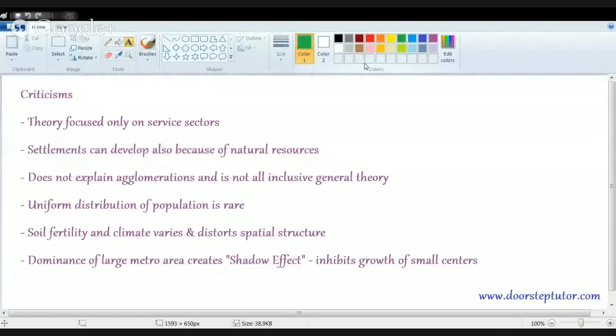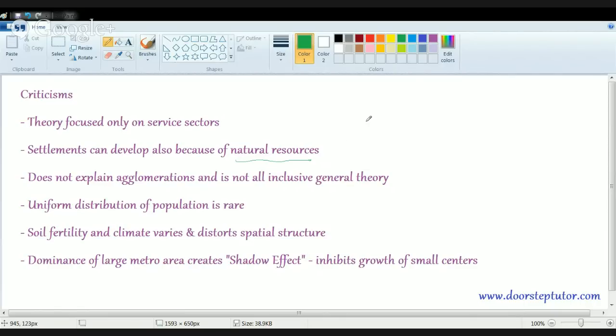Now, Christaller's theory has been criticized on numerous grounds. The first and foremost thing that was considered while criticizing the theory was that it focused only on the service sector. It also ignored that settlements can develop because of natural resources, and not only due to the number of regions being served or the specialties that a settlement provides. So that was again a criticism.